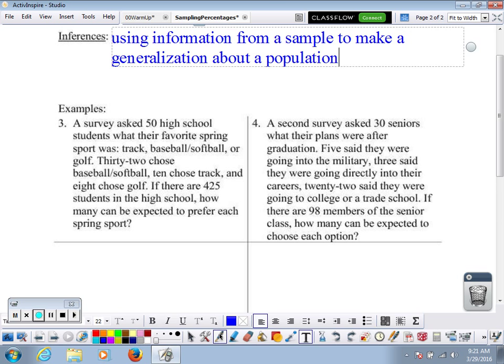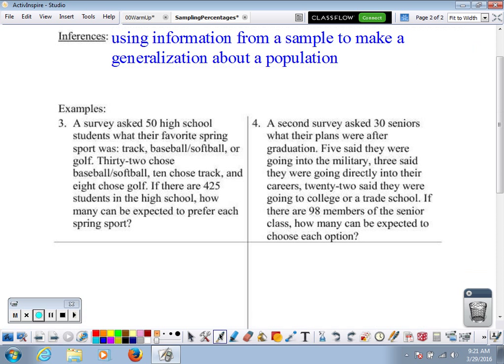Like we said at the beginning, the example where I want to know what cell phone provider people use in the school. I don't have time to ask all 700 or 800 students, so I'll pick a sample. I'll pick a small group and I'll ask them. Then I'll take those percentages and assume that they're true about the entire population, and use those percentages to make inferences about the whole population.